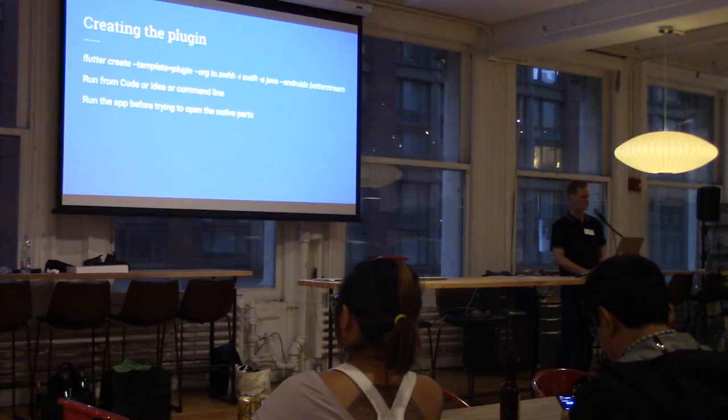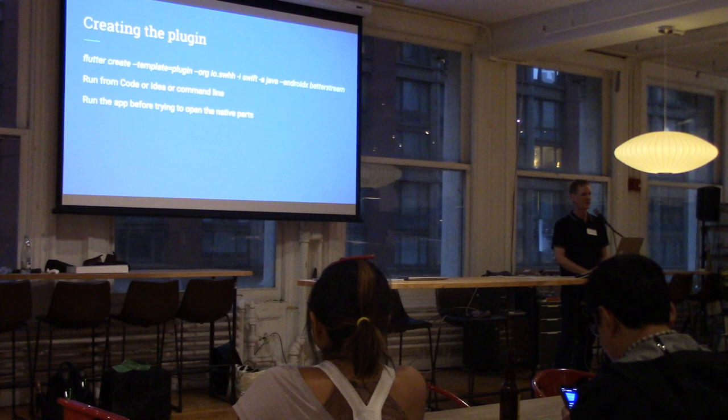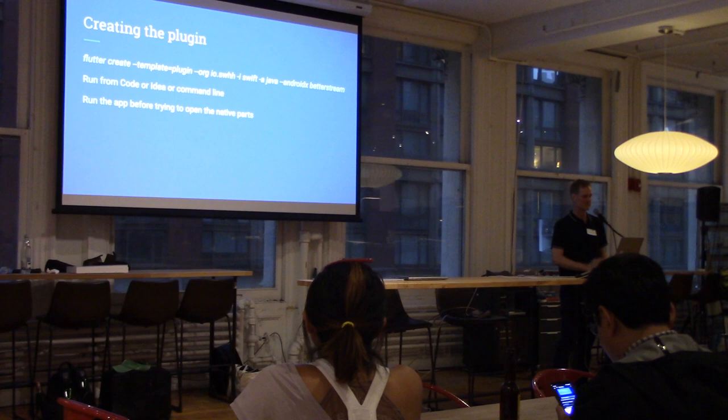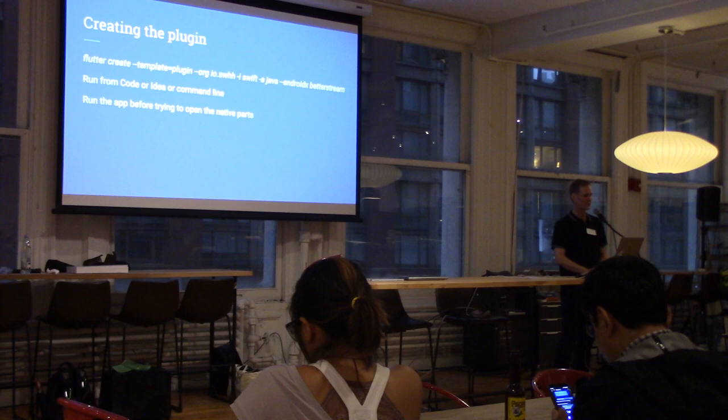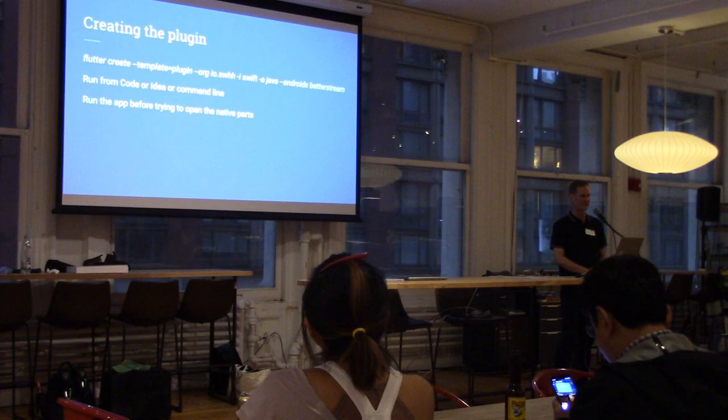So to create the plugin, you do flutter create, and then you say the template that I want to use is plugin. You give your package name for the Java side, and then you choose the language for iOS. I chose Swift. For Android, Java, I definitely need AndroidX, and the plugin name at the end, better stream.